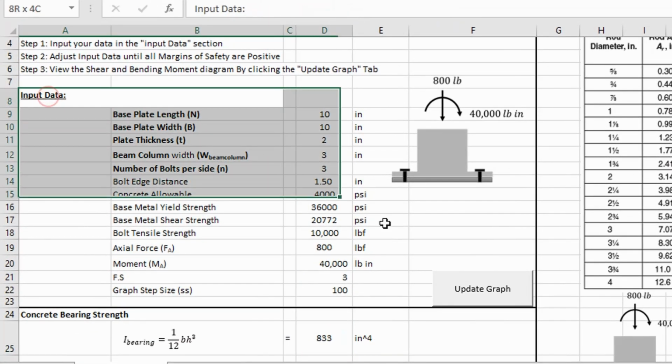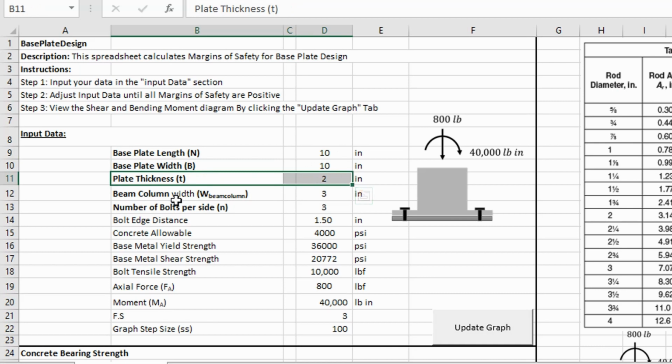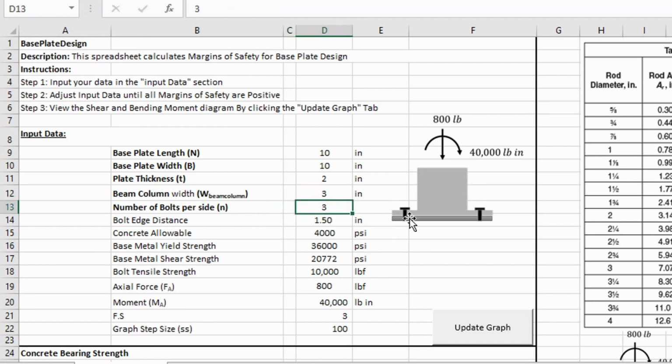We have our input data here, so we have design variables like the length and width dimensions of our base plate, our plate thickness. We also have beam column width, which is going to be the width of this beam column that's loaded from this end to here, and then the number of bolts on a row per side, so that's actually going to be anchor rods. Number of anchor rods per side, that's a design variable. You can change that. We have bolt edge distance, which is the distance from the outer edge of the base plate to the center of the anchor rod.